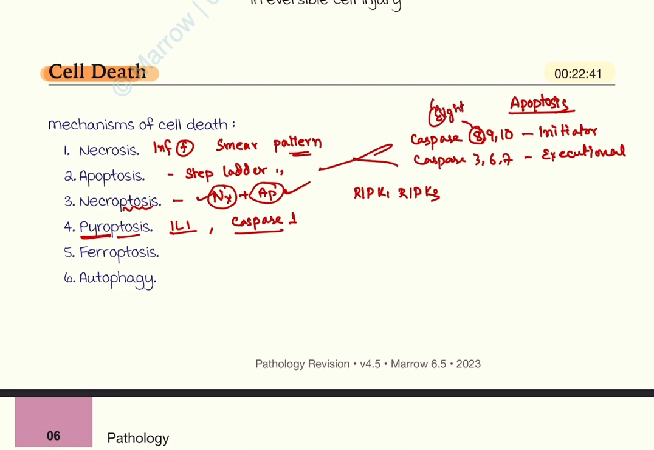Among these initiator caspases, caspase 8 is for the extrinsic pathway, so it actually initiates the extrinsic pathway of apoptosis. And caspase 9 is for the intrinsic pathway of apoptosis. It initiates the intrinsic pathway we'll be discussing.